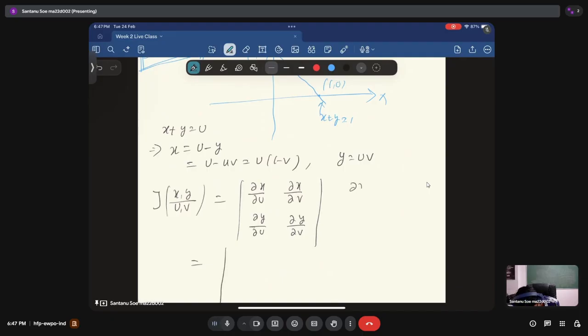So del x del u is just 1 minus p. Del x del v is minus of u. Similarly, del y del u is v, and del y del v is u. So now we have to just find out the determinant of this matrix.